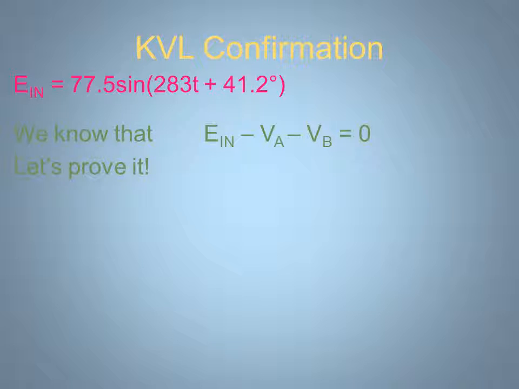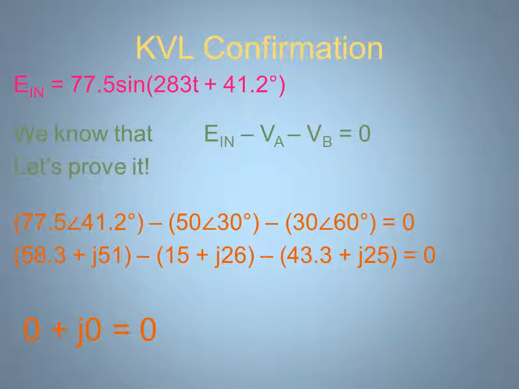Knowing that E in minus VA minus VB should equal 0, we can try and prove it. Following along here, where the phasor forms have been changed into rectangular form, we can subtract the x's from the x's and the y's from the y's. This then results in 0 plus j of 0, which equals 0, and confirms KVL.